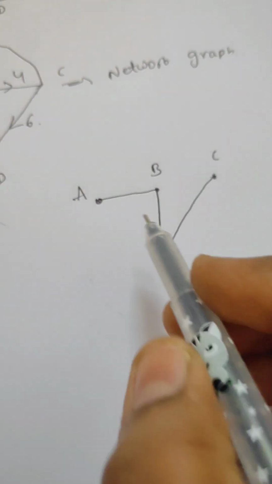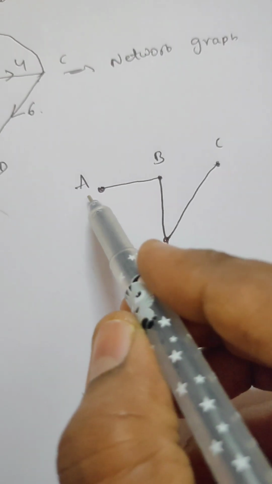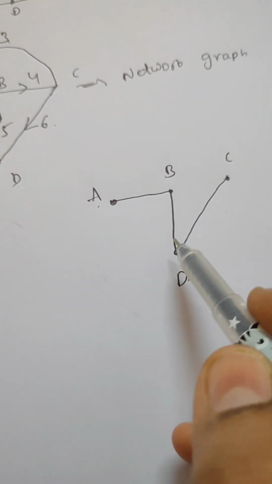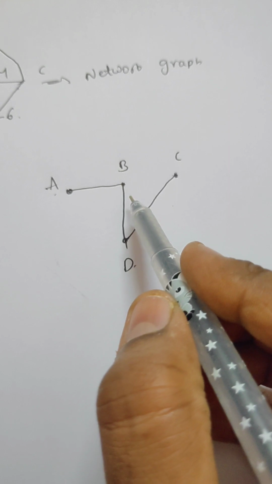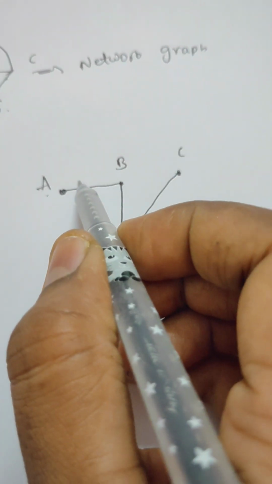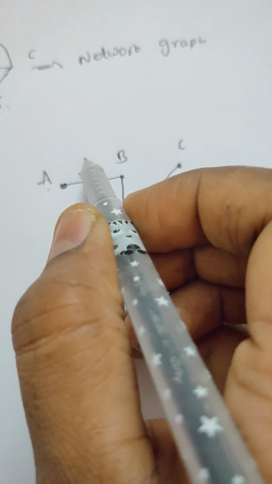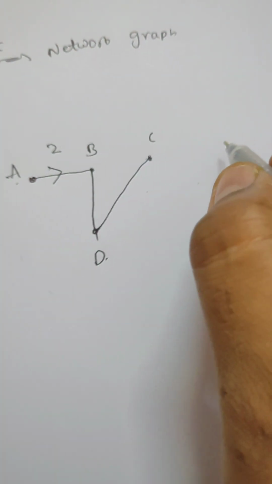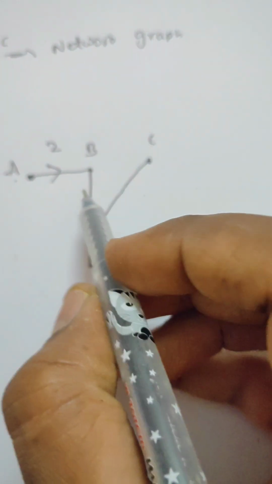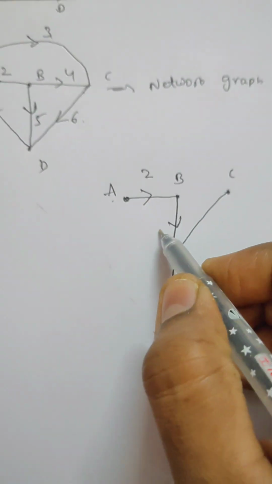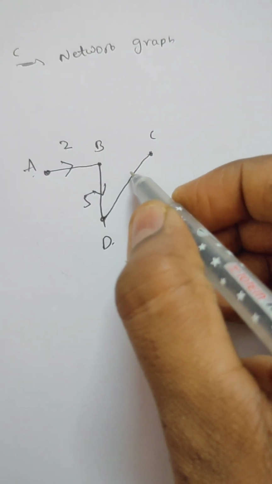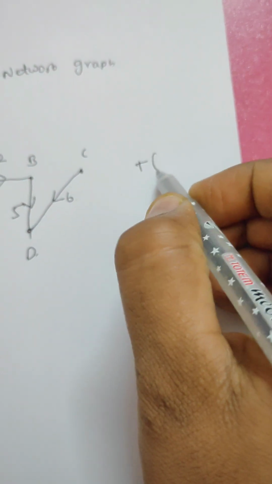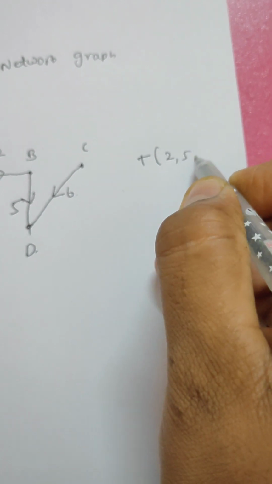Here this tree is a connected graph, meaning all nodes are connected, and it does not contain any closed path. Then we can call it a tree. The branches of the tree are nothing but twigs. Here the twigs are 2, 5 and 6. The twigs are denoted by the letter T, so those are 2, 5, 6.